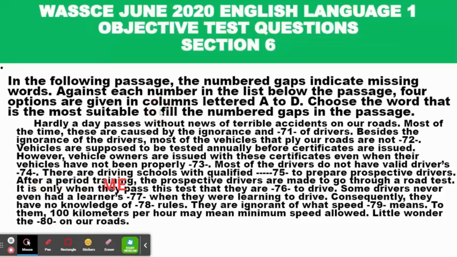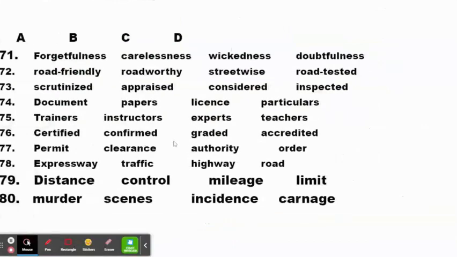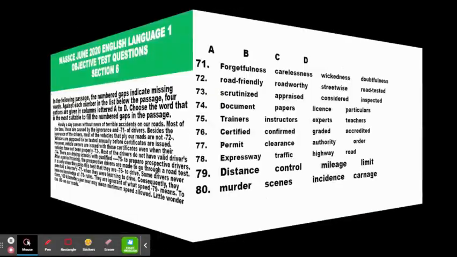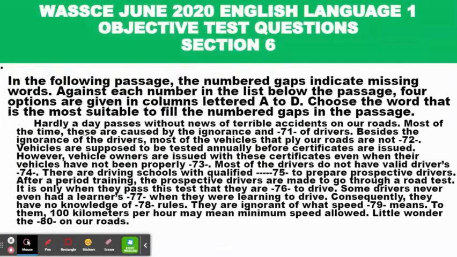Now, this brings us to the last section, and that is section 6. In the following passage, the numbered gaps indicate missing words. Against each number in the list below the passage, 4 options are given in the columns lettered A to D. Choose the word that is the most suitable to fill the numbered gaps in the passage. This is about register. Now, in the next slide, we look at the options, okay? So let's now, we'll be shuttling between the passage and the options.